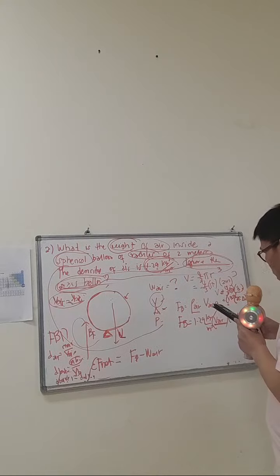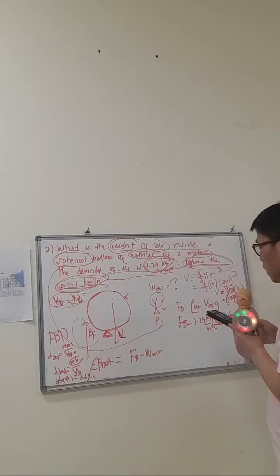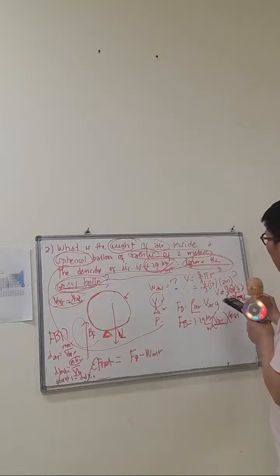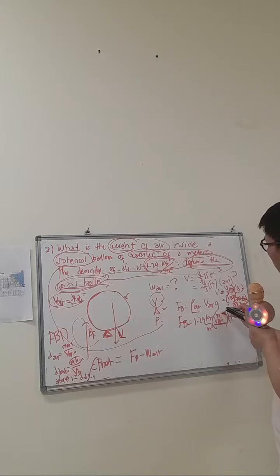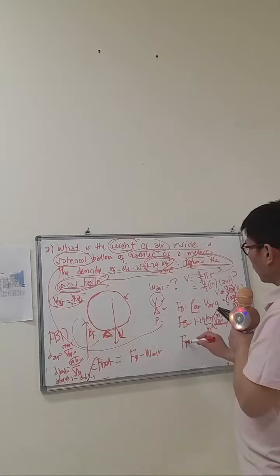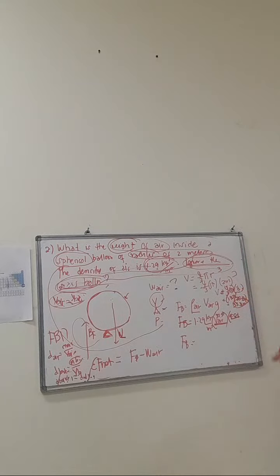So, times 25.13. So, we have 33.50 cubic meters as the volume of the balloon. So 33.50. Substitute here the volume of air. So we have the buoyant force. Buoyant force will be 1.29 times 33.50 times 9.81.